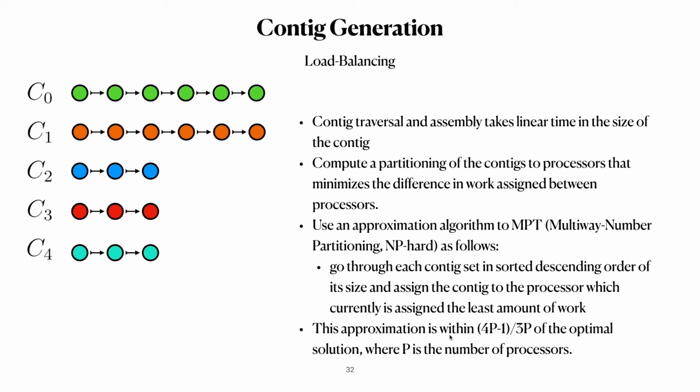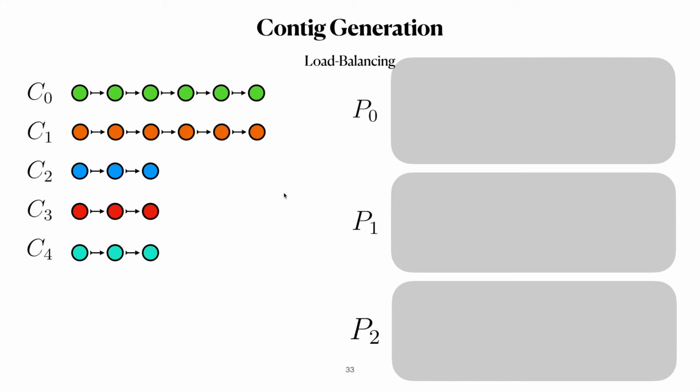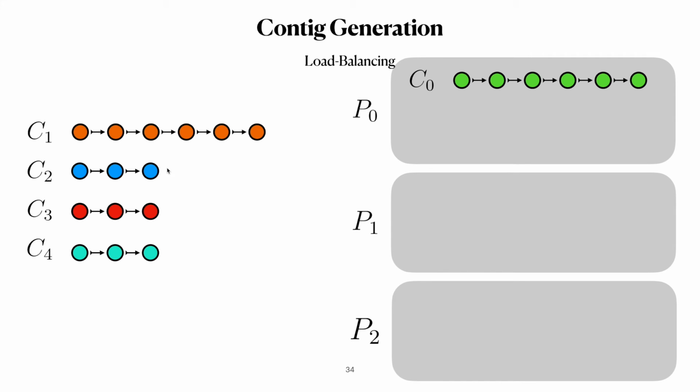So this approximation takes within about 4/3 of the optimal solution, where p is the number of processors. And I'll describe quickly exactly how that algorithm works. So if we had 3 processors, for example, and 5 contigs, we would assign the largest contig to the smallest bin, which is P0 right now, because they're all 0. We just assign it to the lowest one.